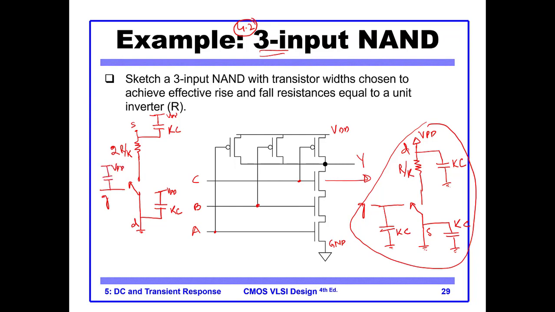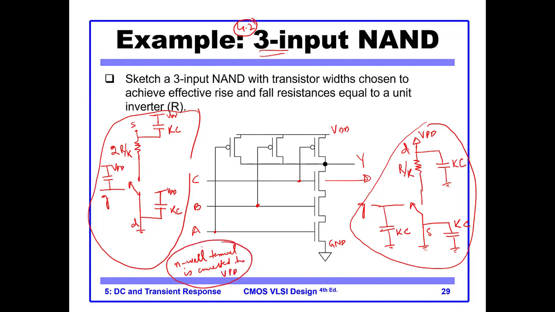So note the difference that for a PMOS, all the capacitors are connected to VDD, because you remember how the PMOS are manufactured. They are manufactured inside the N well. So the N well terminal is connected to VDD. That's the reason that all the capacitors are connected to the VDD. So these are our two models.